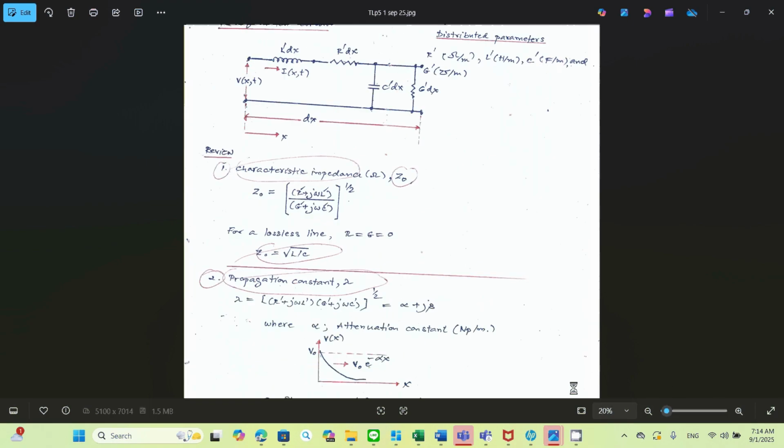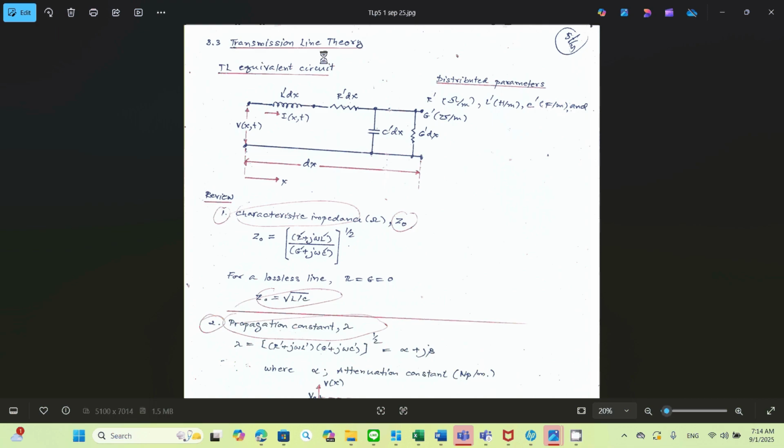Now let's get into the transmission line theory. Everybody knows about the transmission line equivalent circuit. It looks like this. You have a length of transmission line, dx, and you have distributed parameters, L prime, R prime, C prime. What does it mean? L prime, R prime, and C prime become the unit per meter of that device.